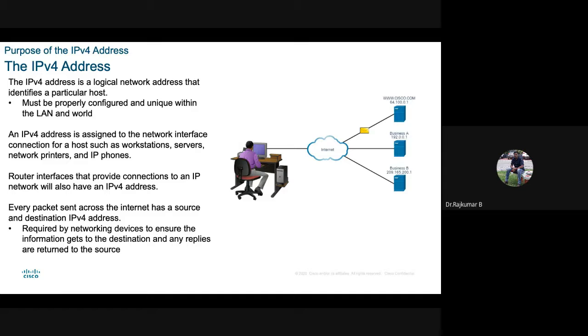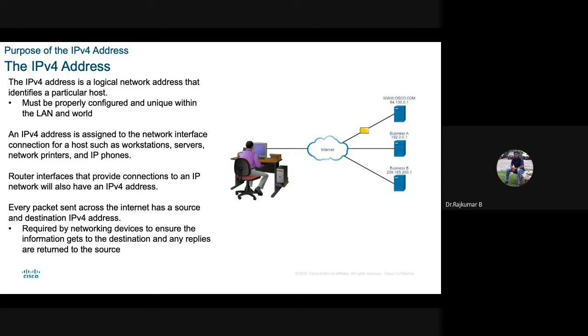A host needs an IP version 4 address to participate on the internet and almost all local area networks today. That means, I repeat, the host needs an IP version 4 address to participate on the internet and the local area networks. Remember, an IP version 4 address is a logical network address that identifies a particular host, not physical. Physical comes in the data link layer.